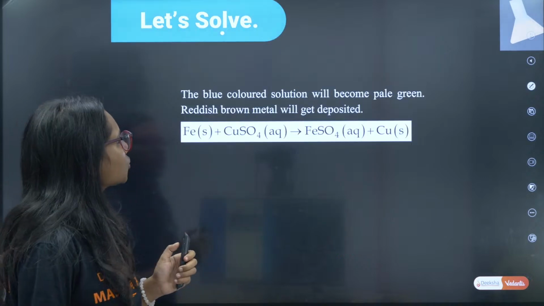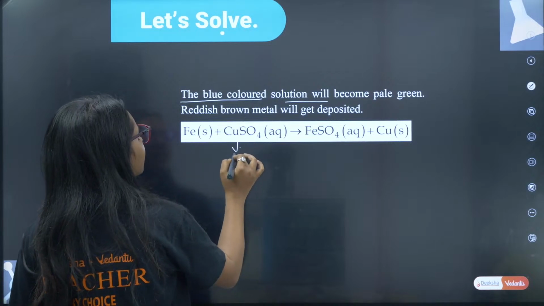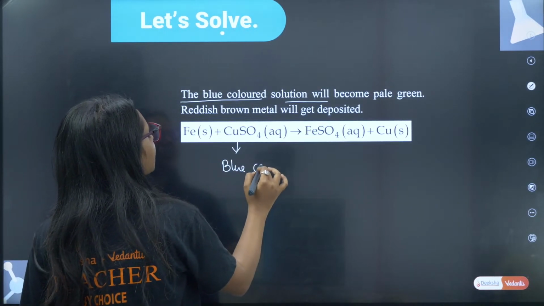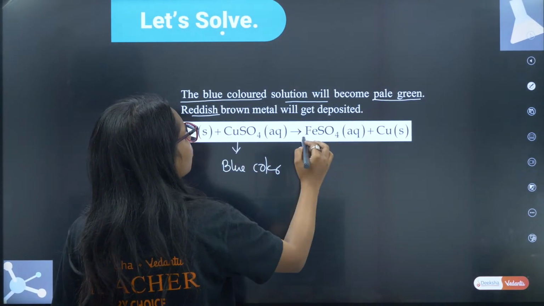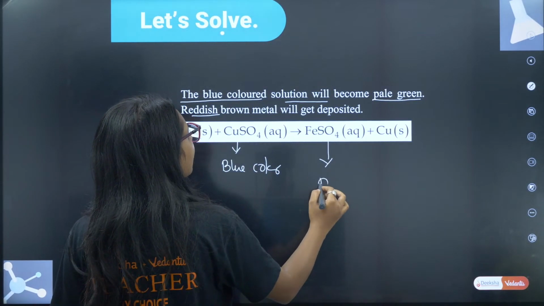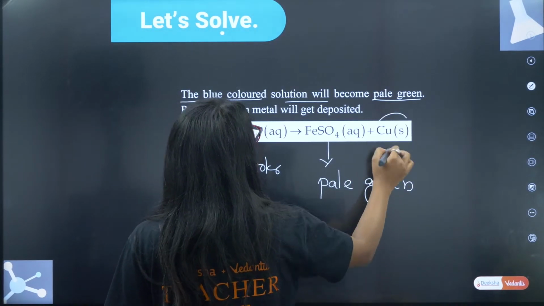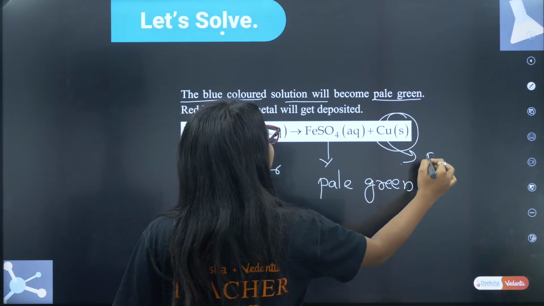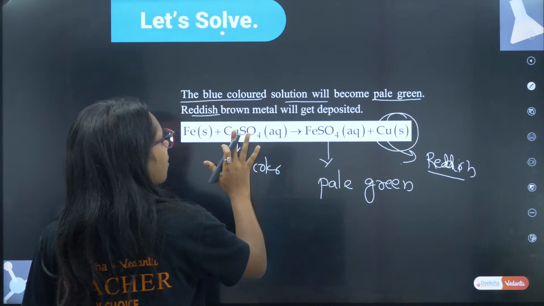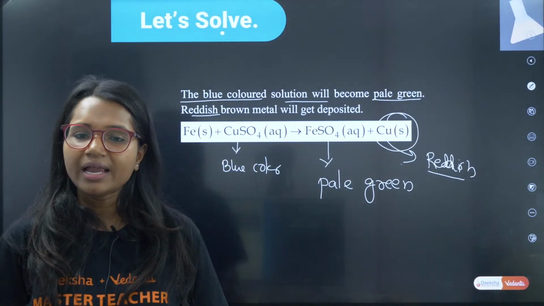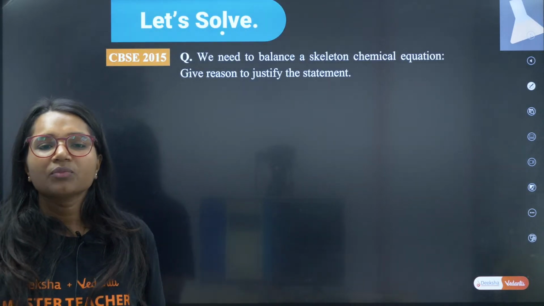So this is the thing. The blue color solution of copper sulfate, copper sulfate is blue in color. It will convert into pale green, and this copper is reddish in color. This is going to deposit. This is deposit from copper sulfate. Okay, fine. Very good, Harsha. Very good, Somuk. Okay, next question.